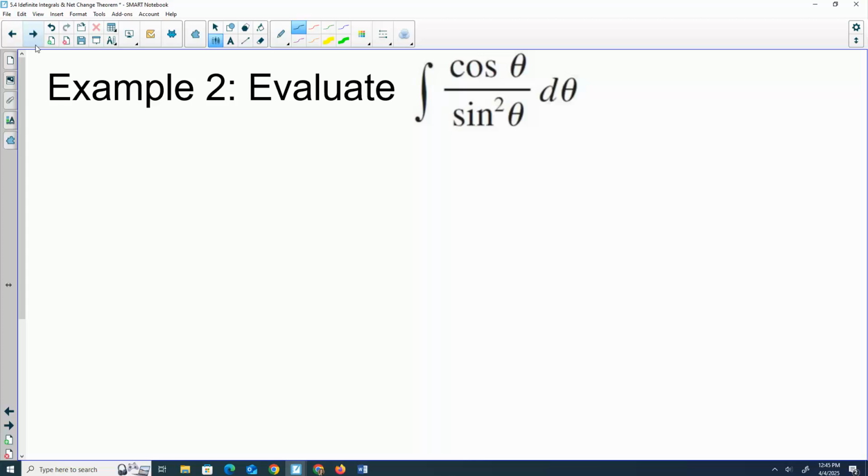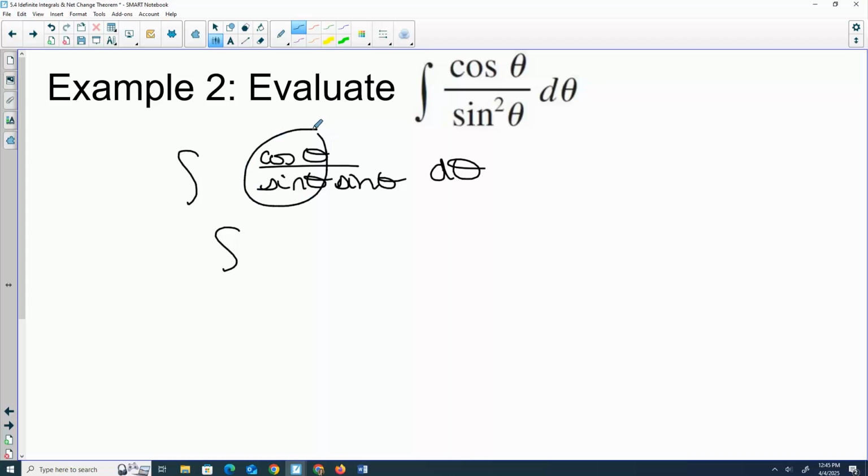Yes. Okay, but here's the problem. Can we do the quotient rule in reverse? No. So it's cosine, so I need to break this up. Sine squared is like tangent times secant. Sine times sine, so you get cotangent times cosecant. Tangent, cosecant, and then you do the thing, and then that's just cosecant.